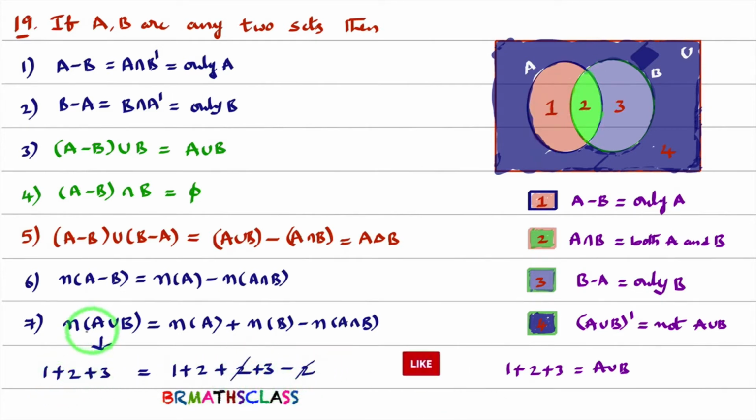You observe this left hand side is 1 plus 2 plus 3 and the right hand side is also 1 plus 2 plus 3. So we can understand that n of A union B is nothing but n of A plus n of B minus n of A intersection B.